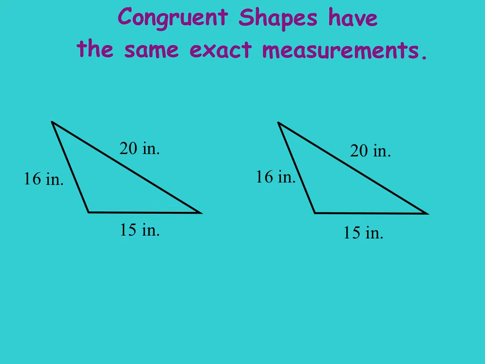First, let's talk about congruent shapes. Congruent shapes have the same exact measurements. So if you look at these two triangles here, you'll notice that they have corresponding sides that are exactly the same. And they also have congruent angles, which means those are exactly the same too. So congruent just means the same exact shape.